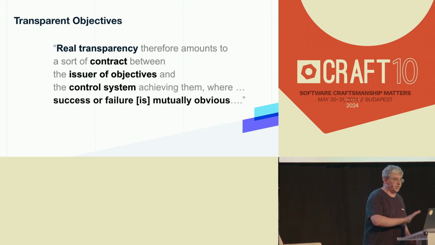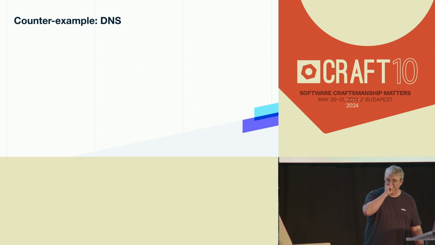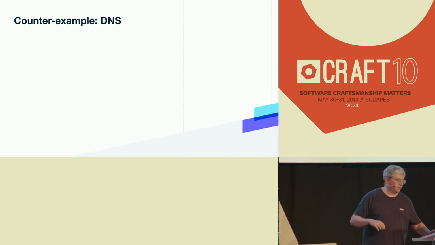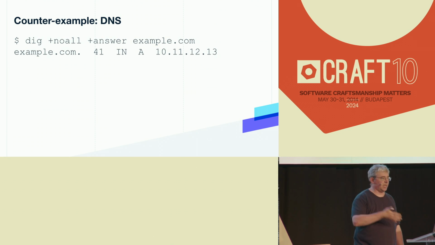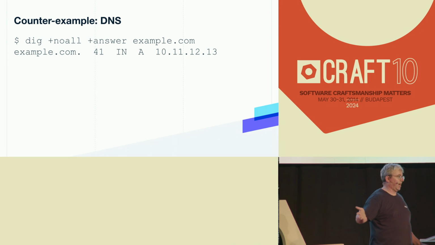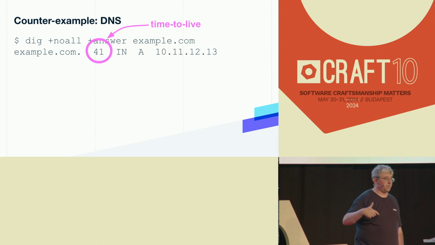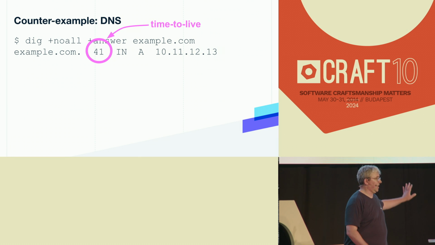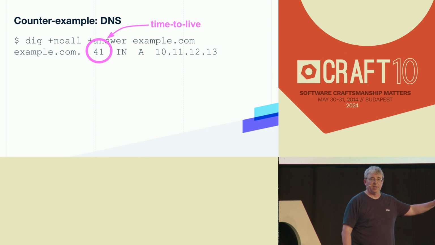So let's look at a couple of examples here. Let's start with DNS. I can, on my laptop, issue a dig command to resolve a host name, and I'll get an answer back. It says, OK, it's at 10.11.12.13. One of the things that comes back is a time to live. In this case, this says this answer is good for the next 41 seconds.